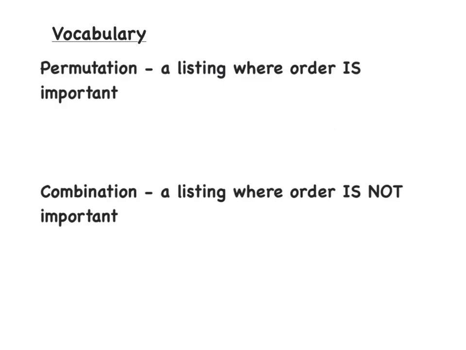So today we are going to be talking about permutations and combinations. So what exactly are permutations and combinations? A permutation is where we're talking about listings where order is important. It is important.